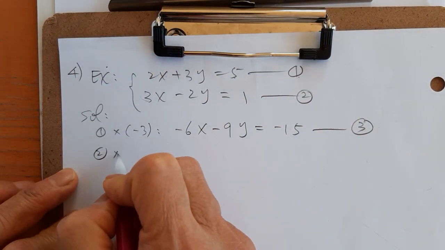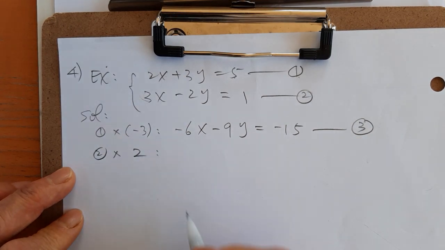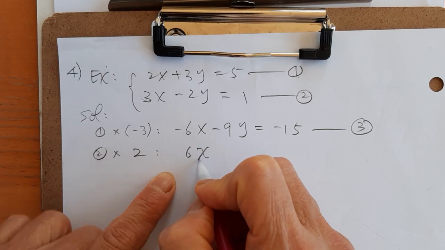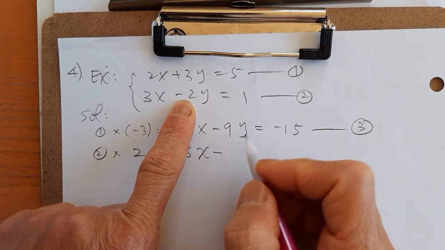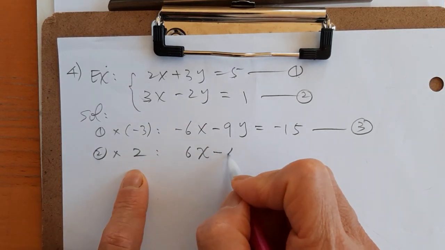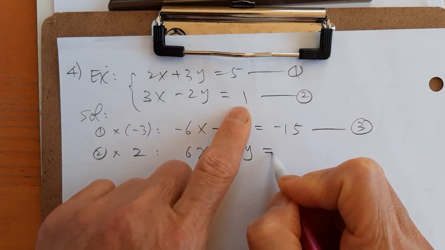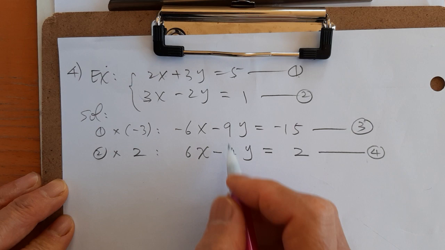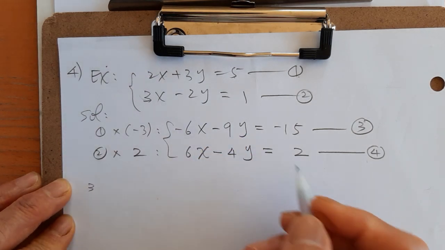And then the second equation, you times what? By positive 2. Because 3x times 2 is a positive 6x, this negative 2y times 2 is a negative 4y, and this 1 times 2 is 2. That's the fourth equation.